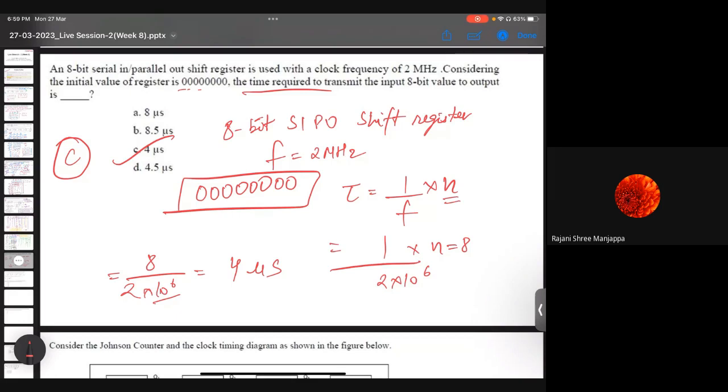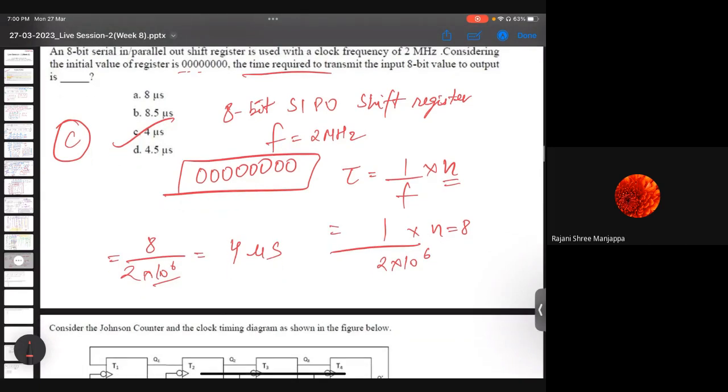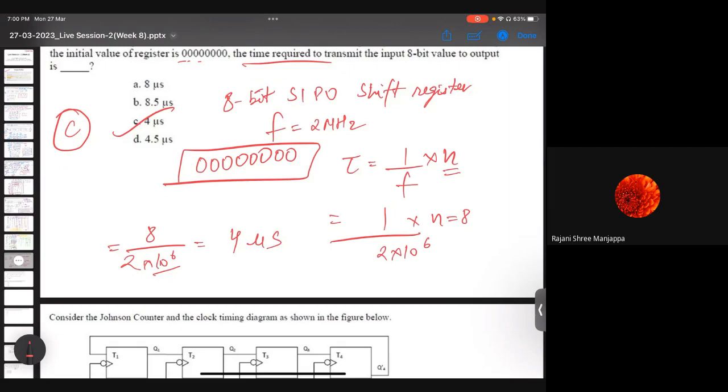There are a few more interesting questions of this kind in the later section of this. So maybe I'll just wrap up this and go ahead. Is it fine? Shall I proceed? Yes, sir. Okay, fine.